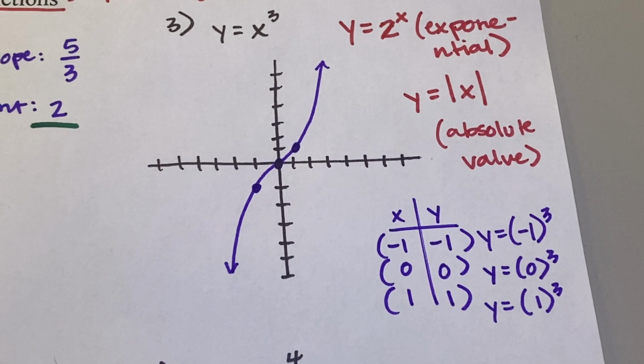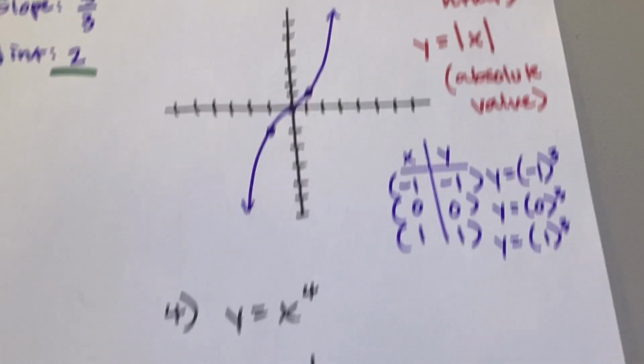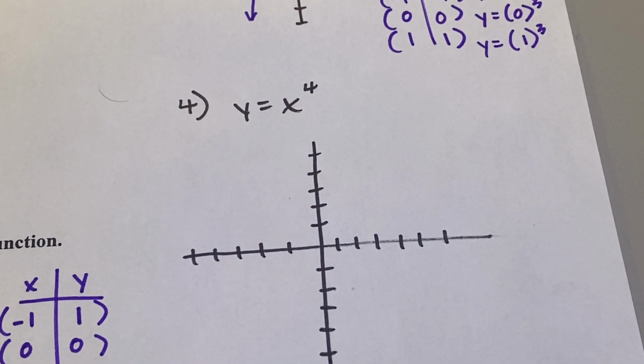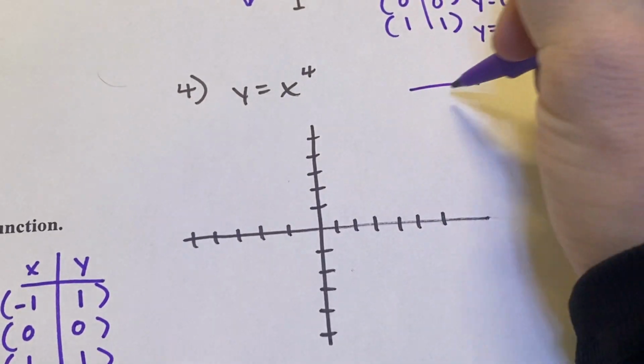Boom, there's your cubic parent function, the OG cubic function. Nice. Okay, next OG parent function. Nothing fancy added to this, x to the 4th. It's a parent function, so let's go ahead and find our parent function points.